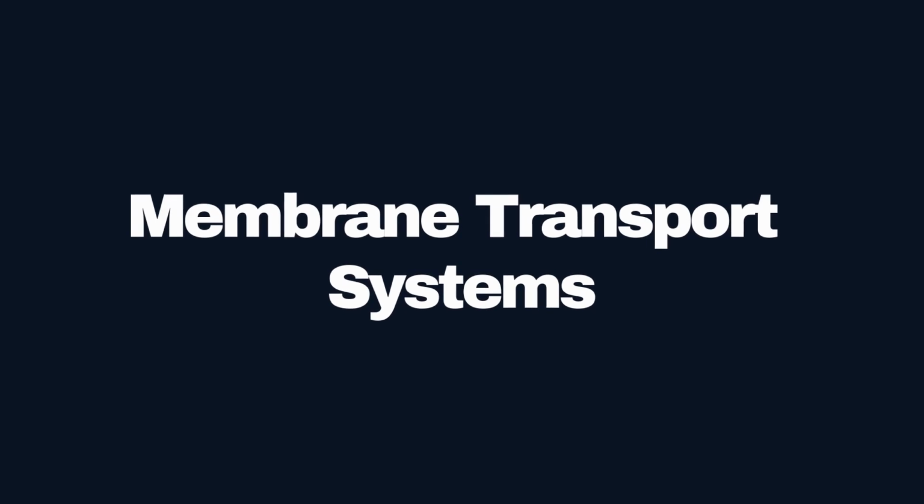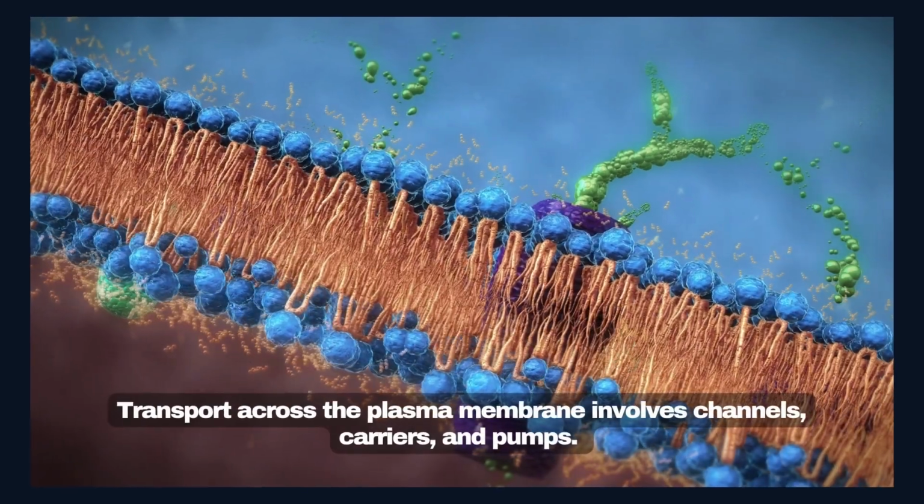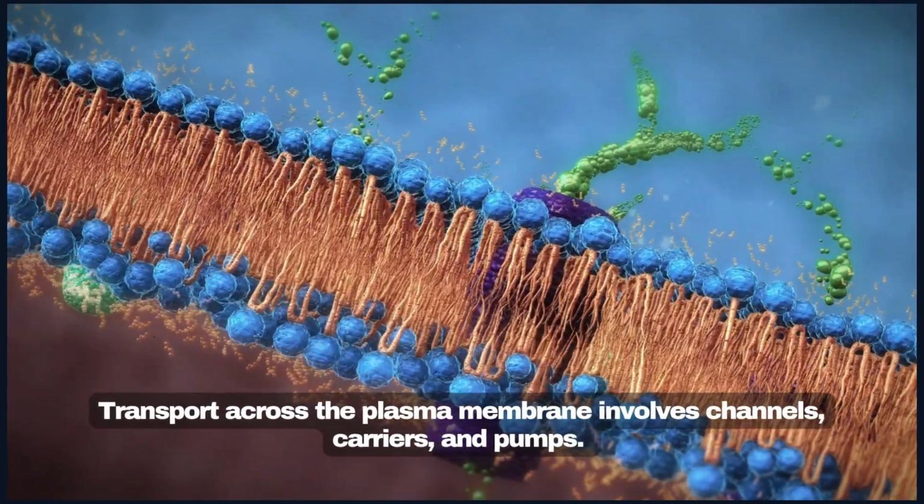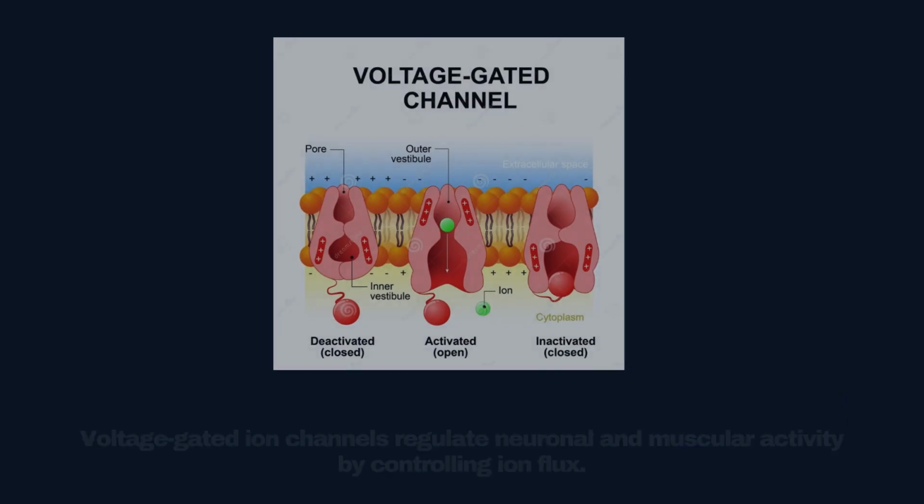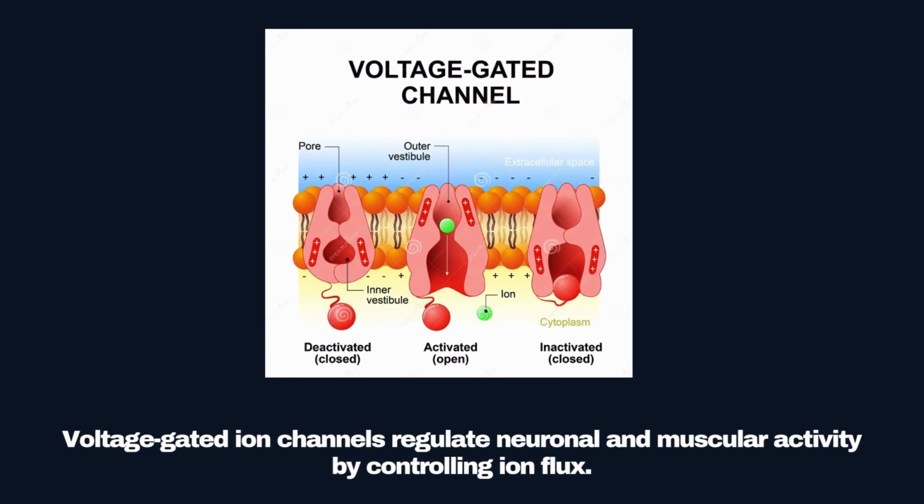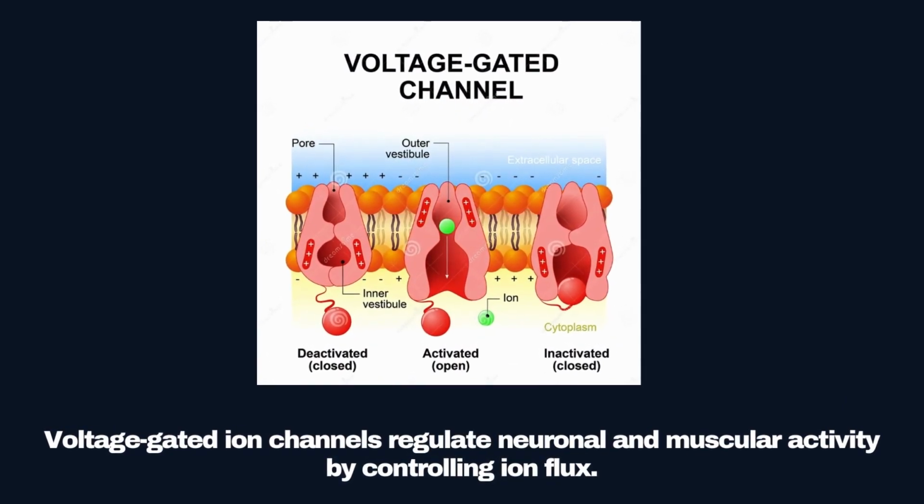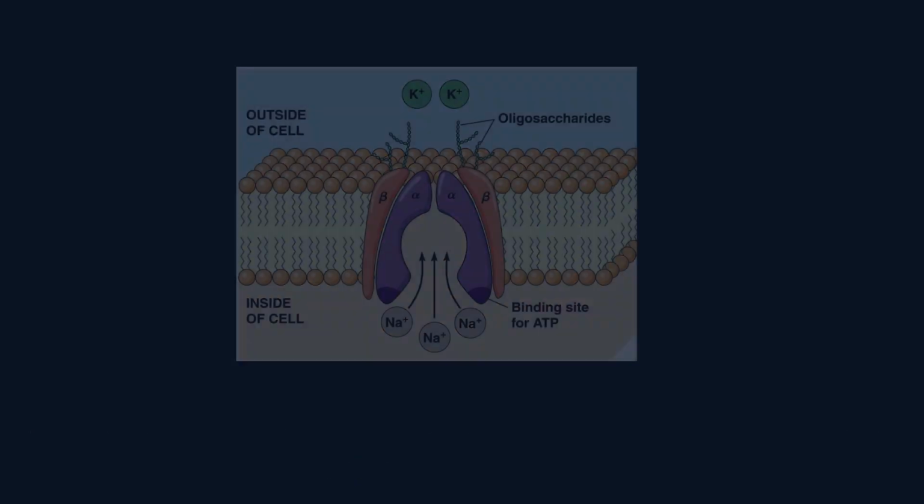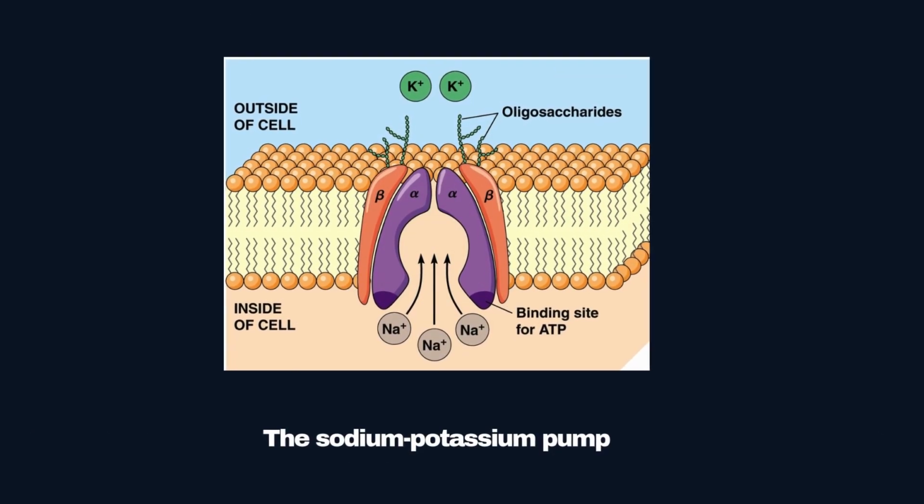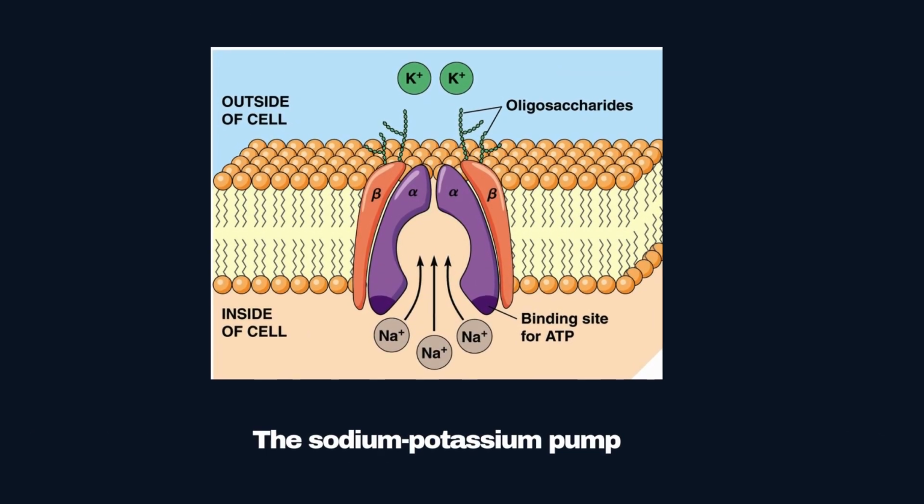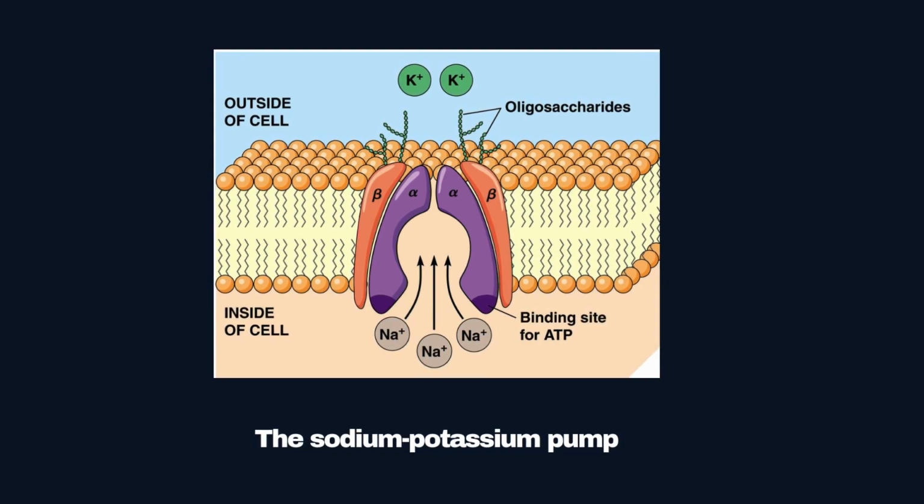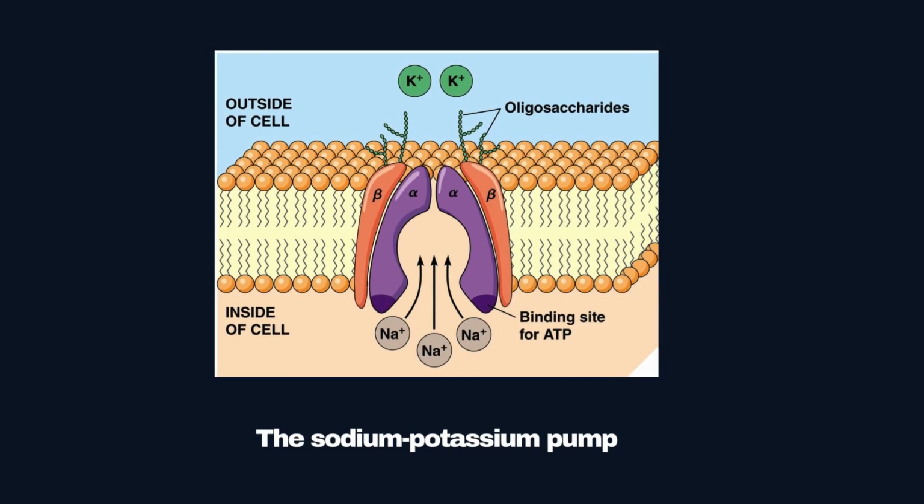Membrane transport systems. Transport across the plasma membrane involves channels, carriers, and pumps. Voltage-gated ion channels regulate neuronal and muscular activity by controlling ion flux. The sodium-potassium pump, an active transport mechanism, maintains the resting membrane potential by exchanging 3 sodium ions for 2 potassium ions against their concentration gradients, consuming ATP.